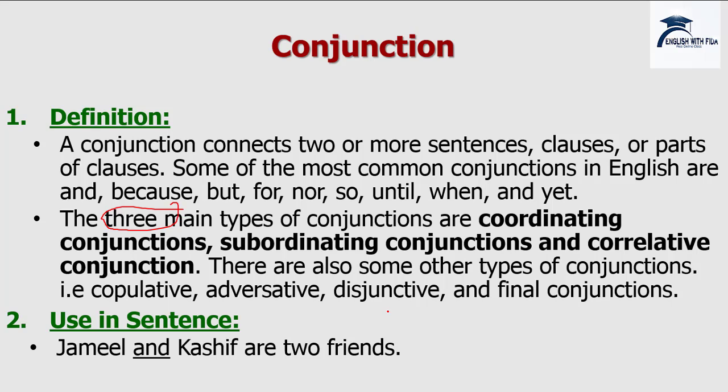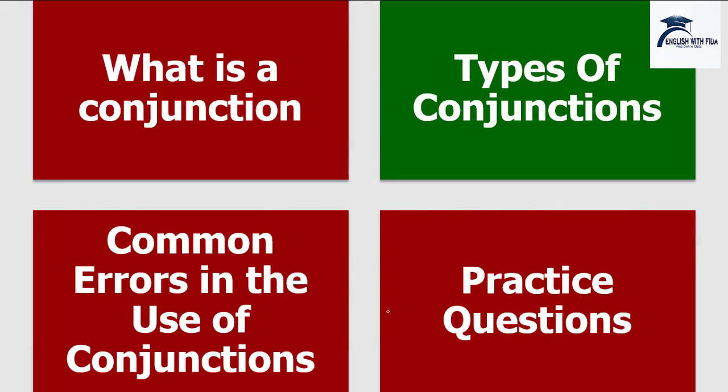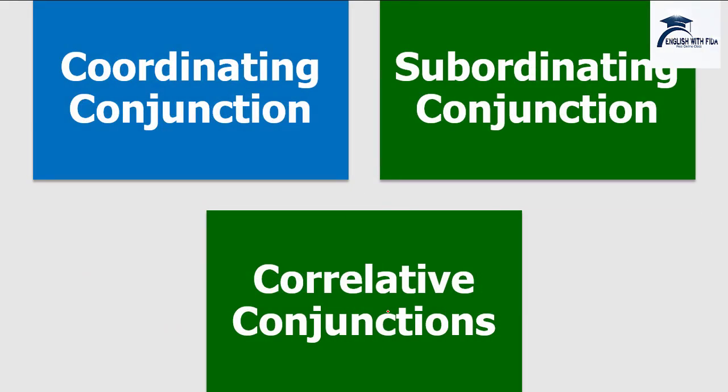So conjunctions are used in a sentence to connect. Jamil and Kashif are two friends. And is joining two nouns acting as the subject, Jamil and Kashif. Look at the types of conjunction. We have three types: coordinating conjunction, subordinating conjunction, and correlative conjunction. So first let's discuss coordinating conjunction.